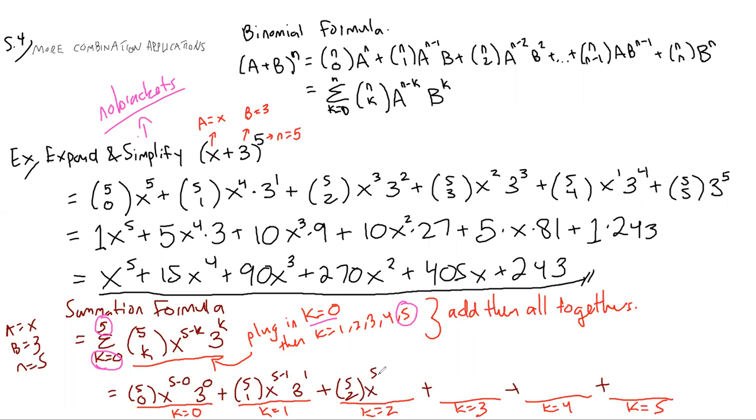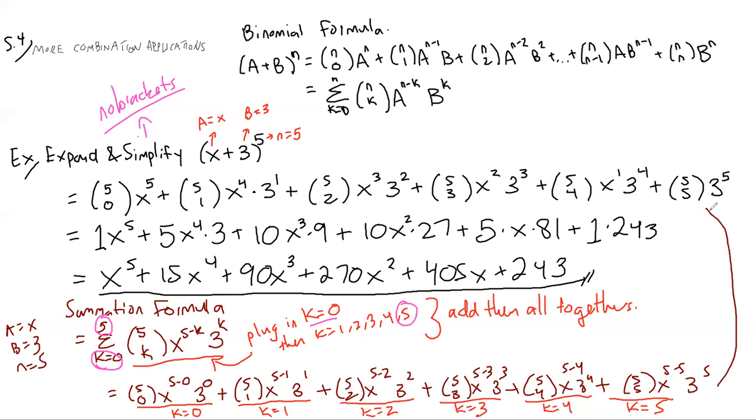5 choose 2, x to the 5 minus 2, 3 to the 2. 5 choose 3, x to the 5 minus 3, 3 to the 3. 5 choose 4, x to the 5 minus 4, 3 to the 4. And 5 choose 5, x to the 5 minus 5, 3 to the 5. And hopefully you can see that this is exactly the same line as we have up here. It's just telling you to do the same thing in a slightly different way.